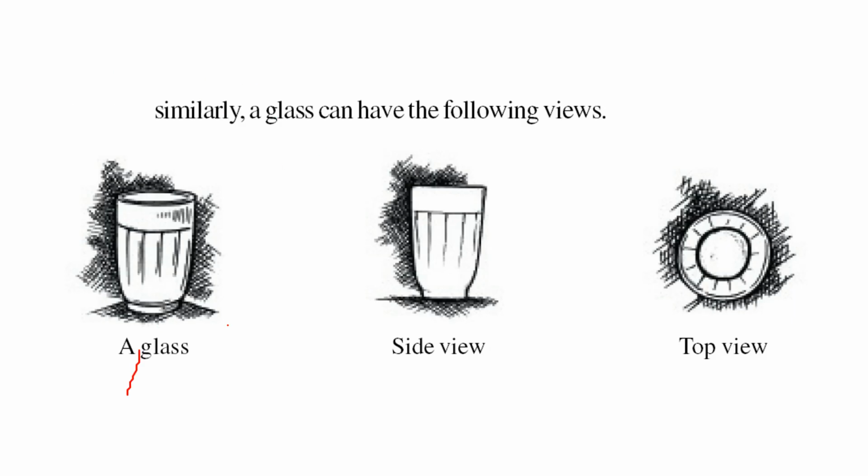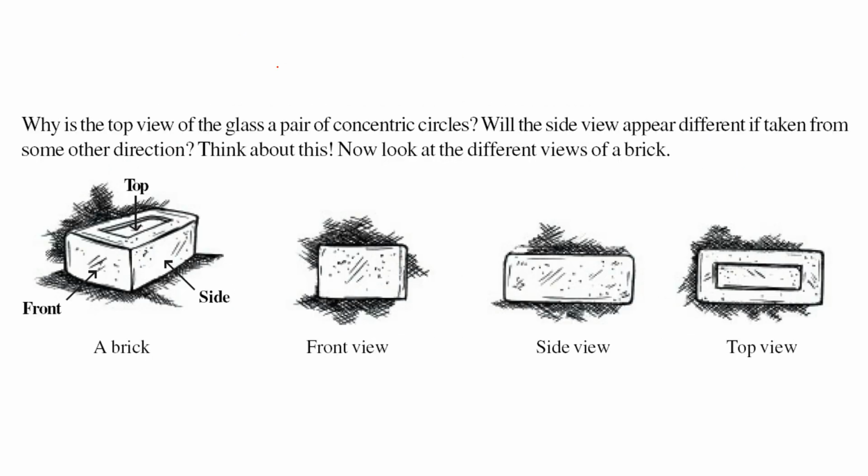A glass, when seen from any side, looks like this, but when it is seen from the top, it is different, an entity by itself. It's a different perspective. Then this is a brick. This is a front view of the brick. This is a top view of the brick. See, this is the top view, and side view is of course like this. So front view and side view are the same, but the dimensions are different.